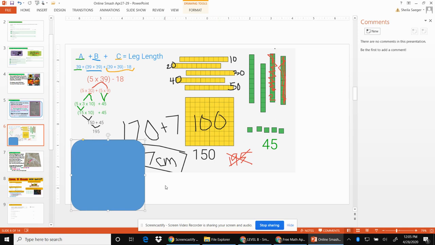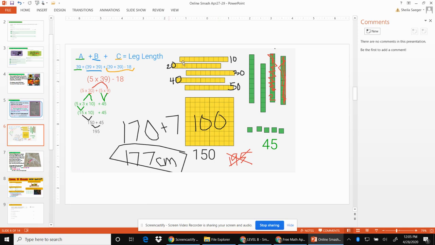So this part of my equation, 5 times 39, is 195. And I've shown that over here with my yellow base 10 blocks. I have a flat of 100 and 5 tens. There's the 150. And then I've shown the 45 part with 4 rods and 5 ones. So there was the 45. And if I combine them, there's 195.